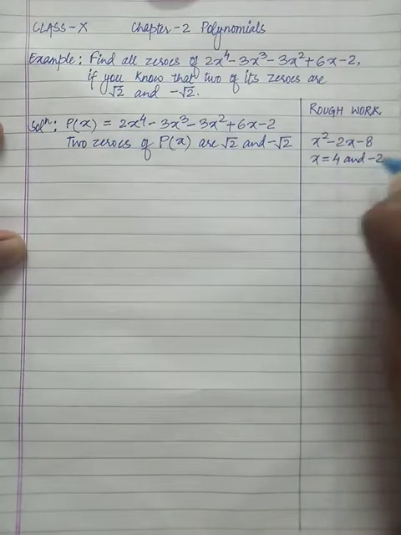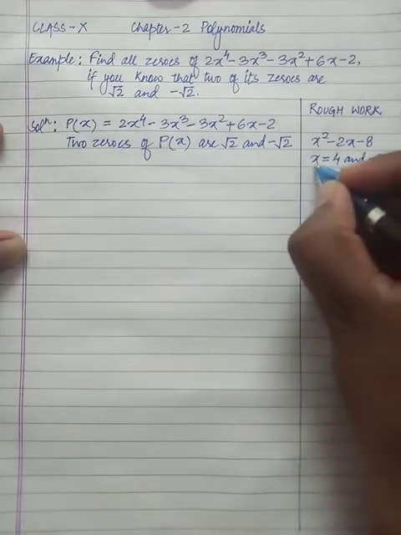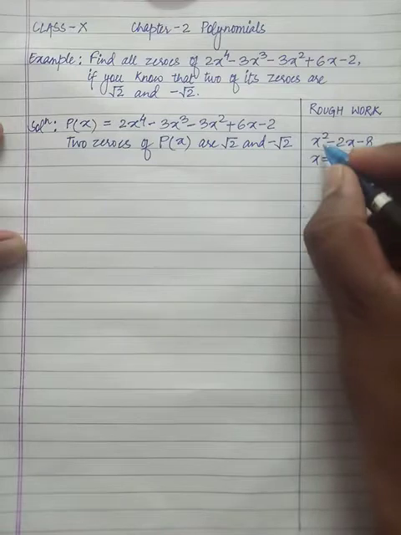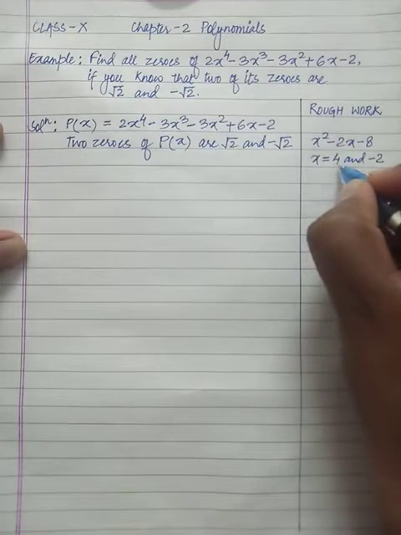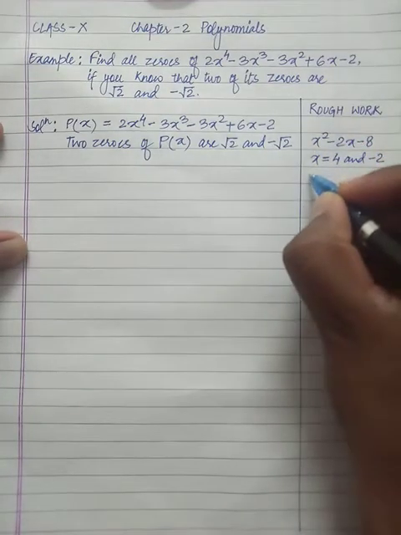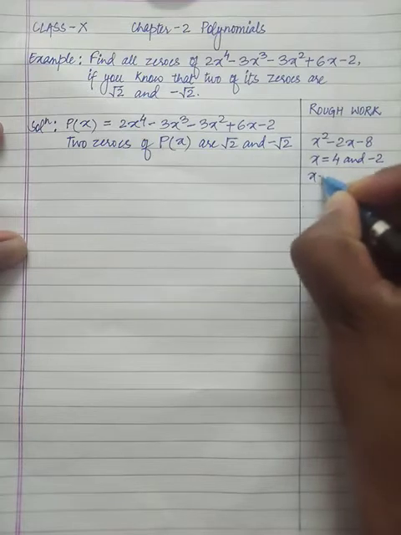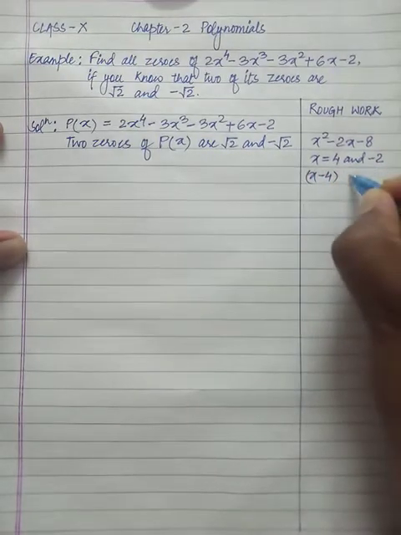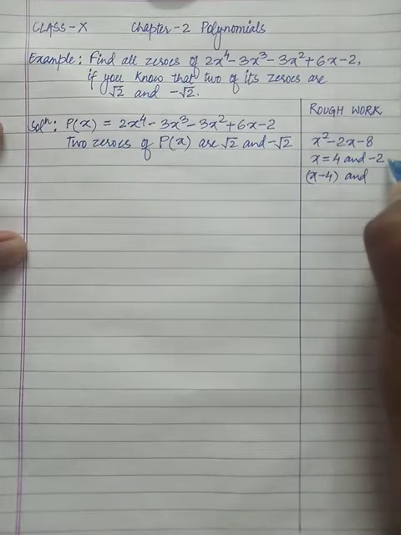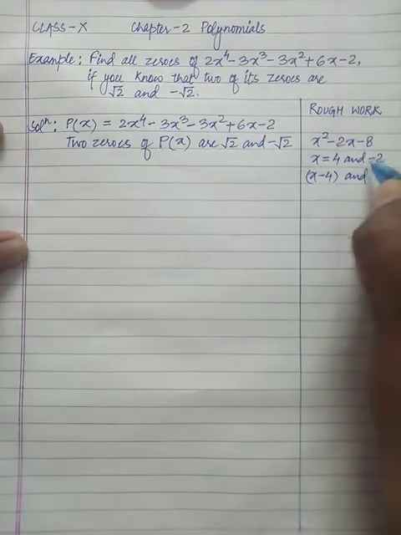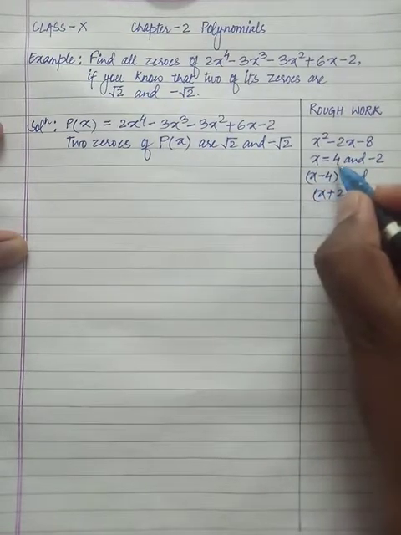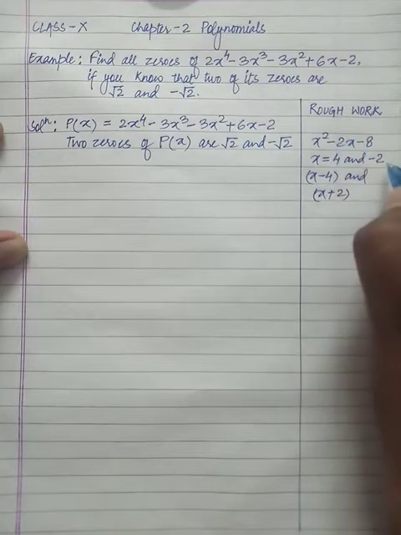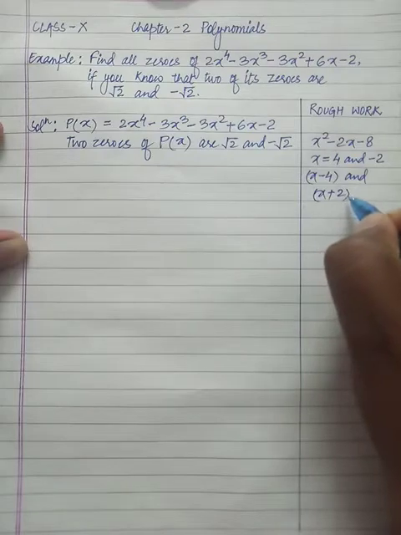If these are the zeros, then if x equal to 4 is a zero, it means the value of the polynomial at x equal to 4 will be 0. So the factor of this polynomial would be x minus 4. One factor is x minus 4, and since minus 2 is also a zero, x plus 2 is the other factor of this polynomial.